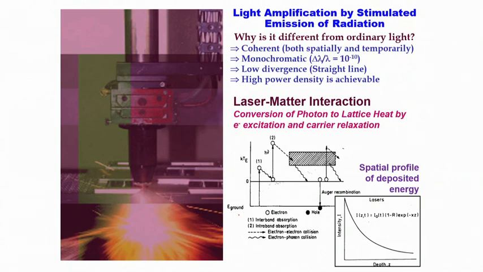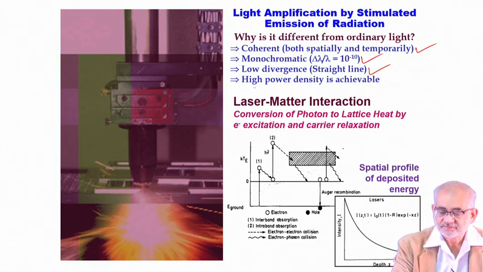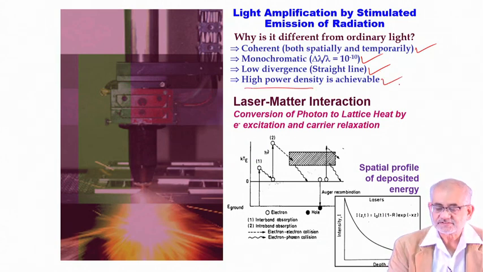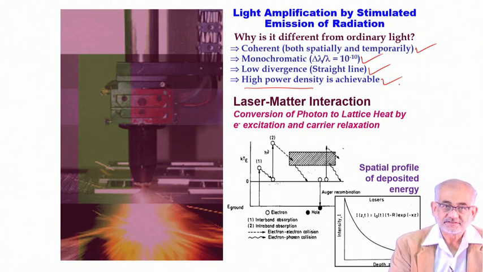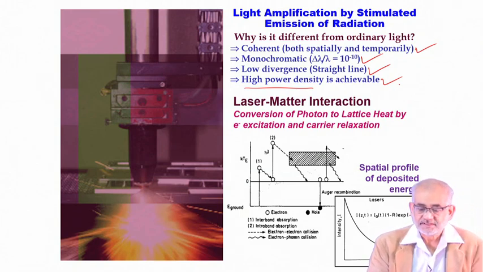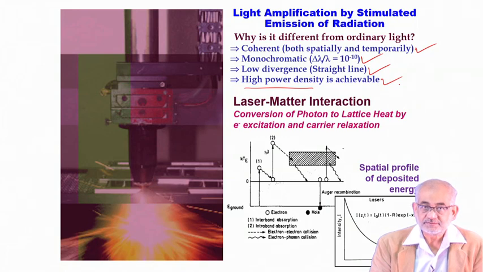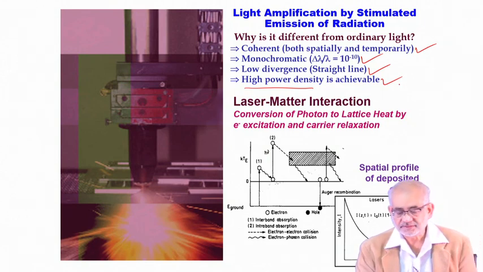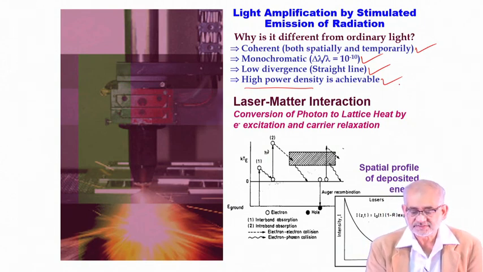We also would like to recall that there are 4 specific reasons why we use laser: because of coherency, because of monochromaticity, because of very low divergence or very precise path of movement, and then finally very high power density at the desired spot. So this is how laser is different from ordinary light, and using this directed source of heating, we allow the solid to get heated up and undergo a certain amount of microstructural changes.